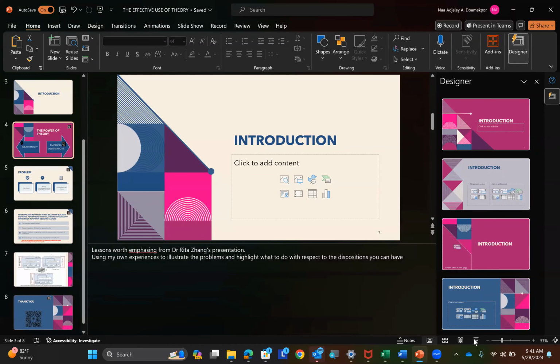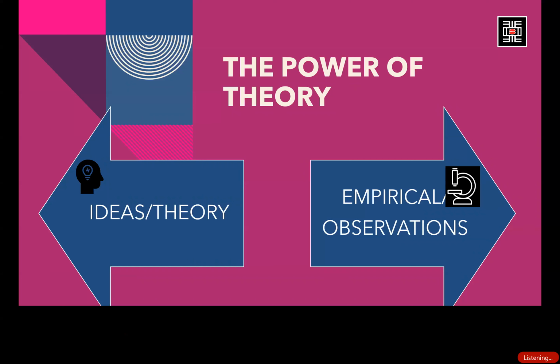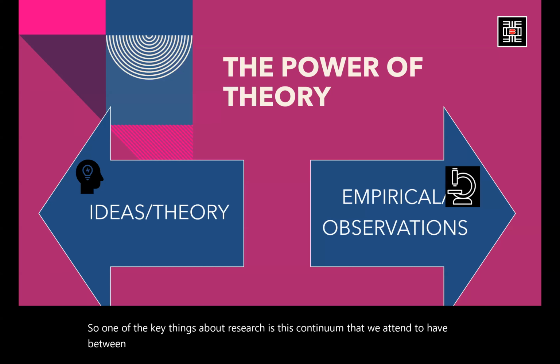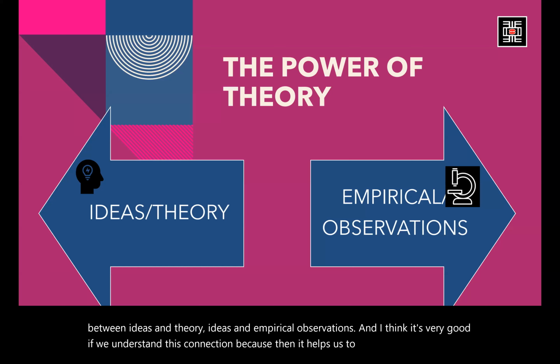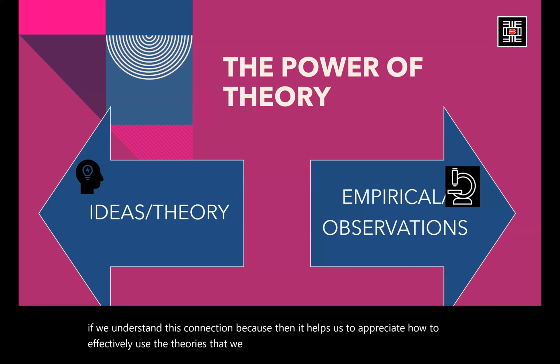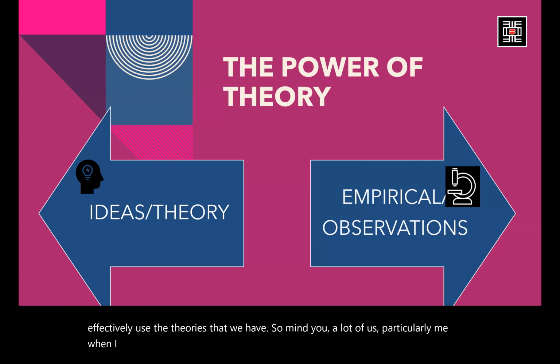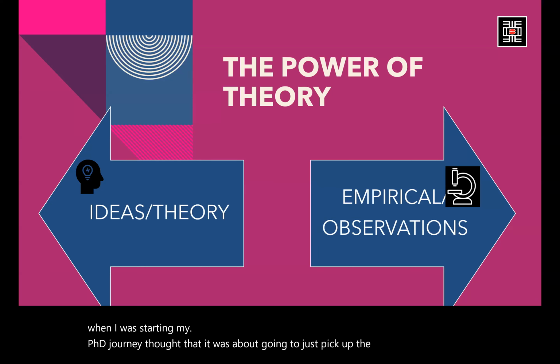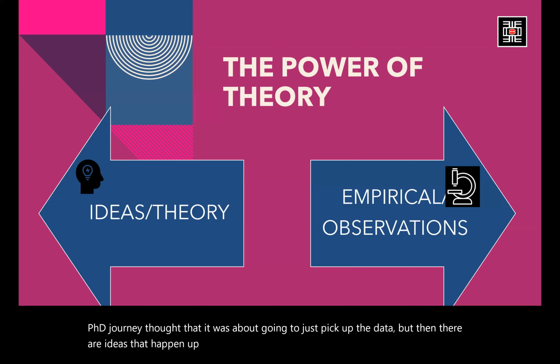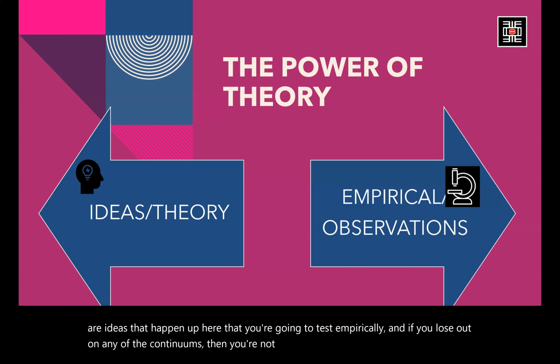Now, before I do that, I want to just highlight certain things. One of the key things about research is this continuum that we tend to have between ideas and theory, ideas and empirical observations. And I think it's very good if we understand this connection, because then it helps us to appreciate how to effectively use the theories that we have. Mind you, a lot of us, particularly me when I was starting my PhD journey, thought that it was about going to just pick up the data. But then there are ideas that happen up here that you're going to test empirically. And if you lose out on any of the continuums, then you're not actually carrying out good research.